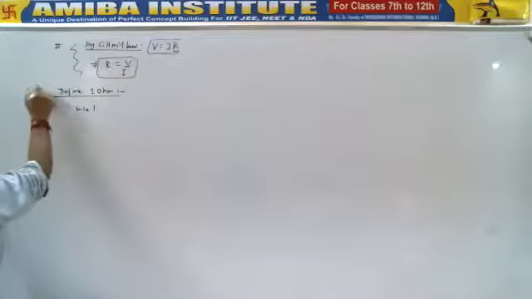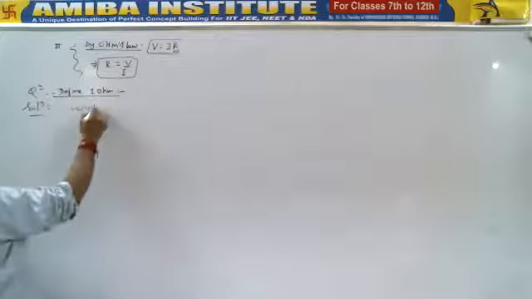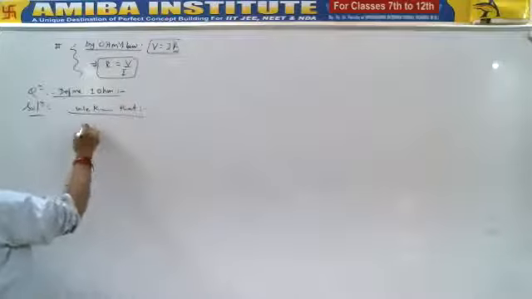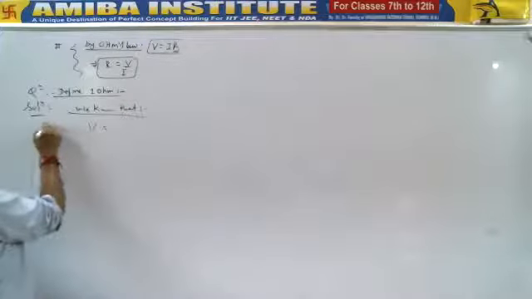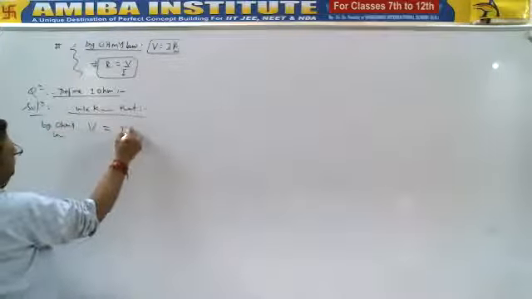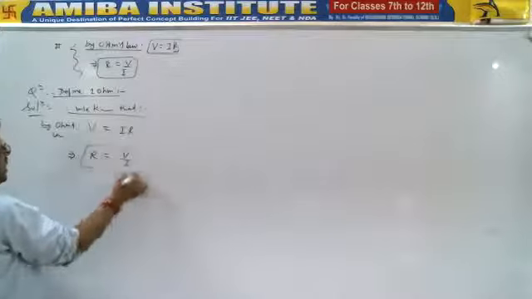The question will be asked: define 1 ohm. Then what will you write? Since we know that by Ohm's law, V is equal to IR, but you need to define R. That's why you first need to make the formula for R.